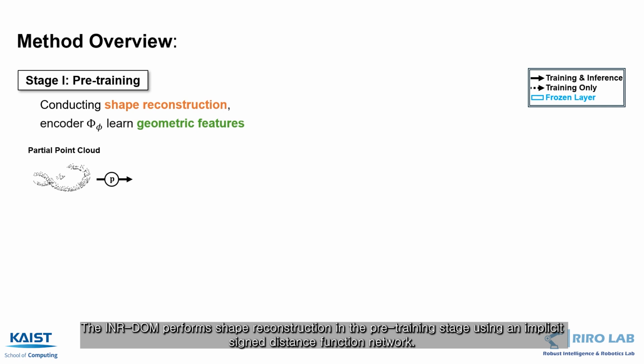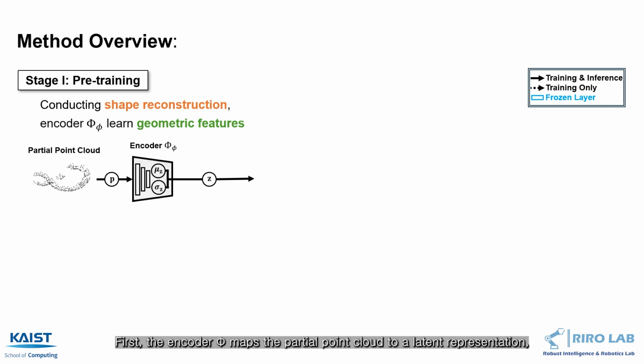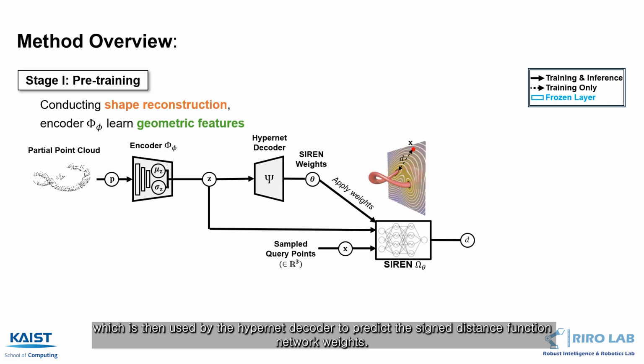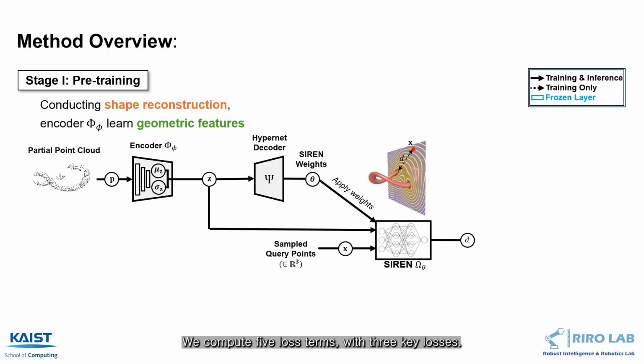The INRDOM performs shape reconstruction in the pre-training stage using an implicit sign distance function network. First, the encoder phi maps the partial point cloud to a latent representation, which is then used by the HyperNet decoder to predict the sign distance function network weights. We compute 5 loss terms with 3 key losses.